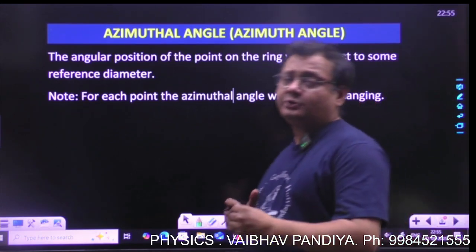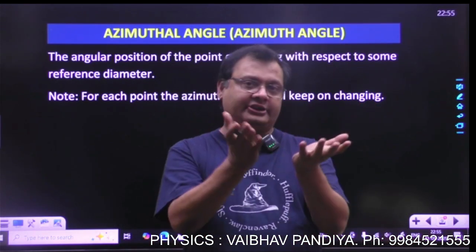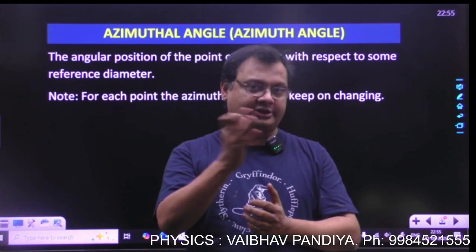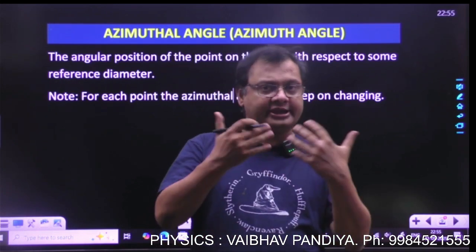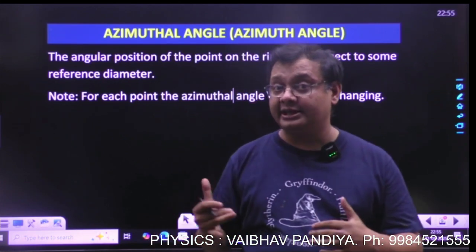In the present lecture, we are going to explore the topic: when the linear charge density varies on the ring, how can we find the total charge of the ring? Before proceeding with that topic of electrostatics, we must understand the meaning of the azimuthal angle, or the azimuth.